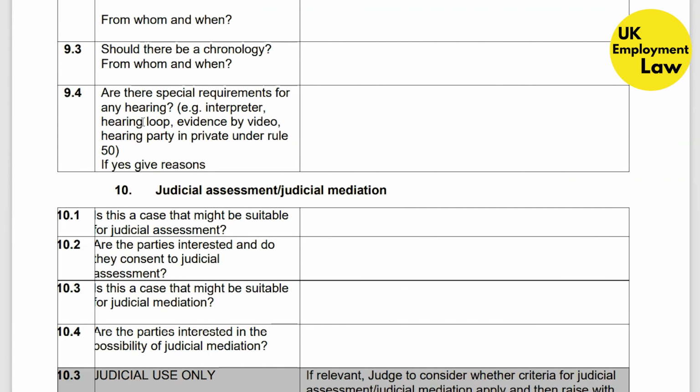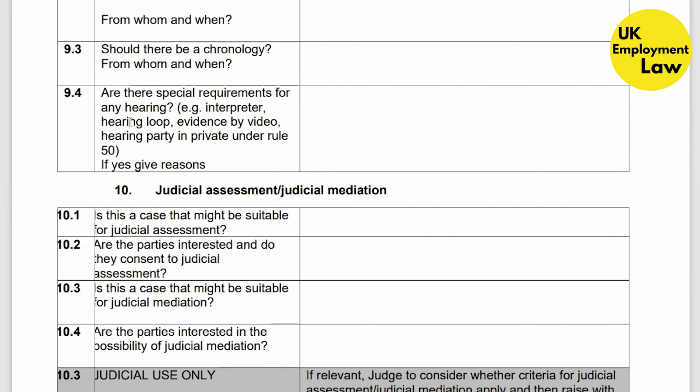Section 9.3, should there be a chronology, from whom and when? Chronology is also useful, and the tribunals may direct the respondent to prepare a chronology. This can be agreed and usually includes facts which are not disputed. They are in date order. For example, the claimant started employment on 3rd of January 2019. Disciplinary hearing took place on 5th of March 2020. The claimant was dismissed on 10th of March 2020, and number 4, and so on. Chronology, as stated, is in date order.